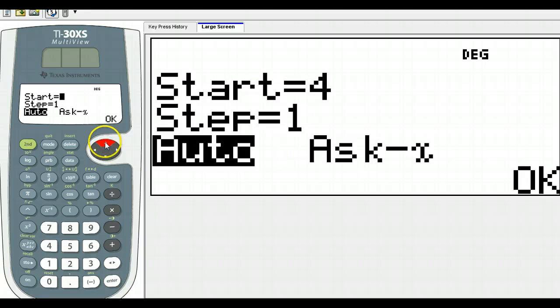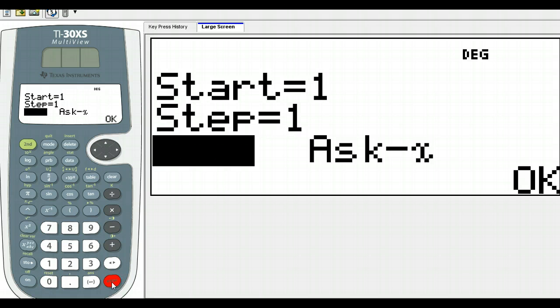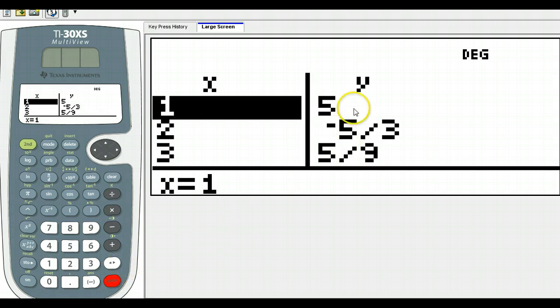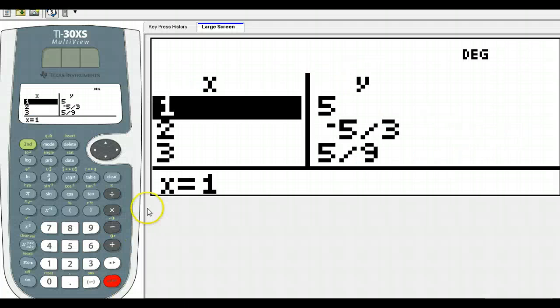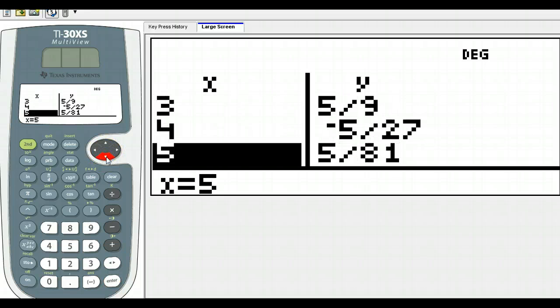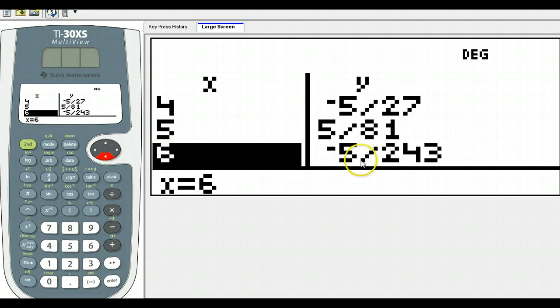All right, I like to start off at 1 to check my answers. Okay, so my first three values should be 5, negative 5 over 3, and 5 over 9. 5, negative 5 over 3, and 5 over 9. So right there, I know I have the right equation. So now all I have to do is say what is the sixth term, A6. And of course, I can just scroll down. So there's my sixth term, and it is negative 5 over 243.